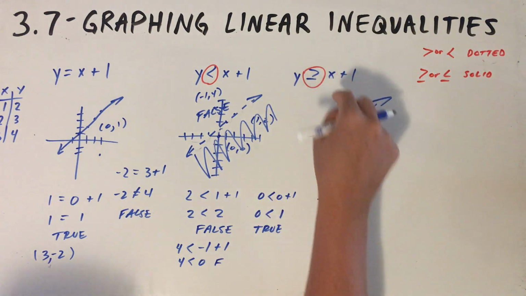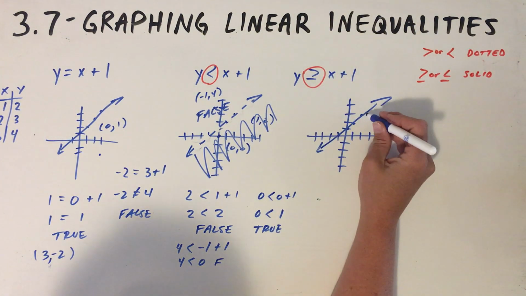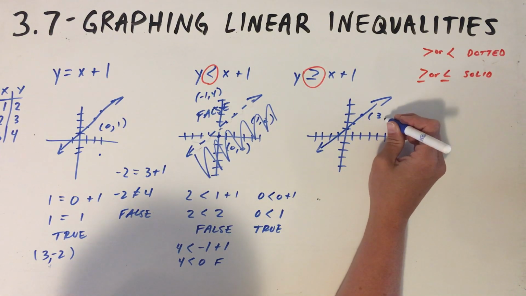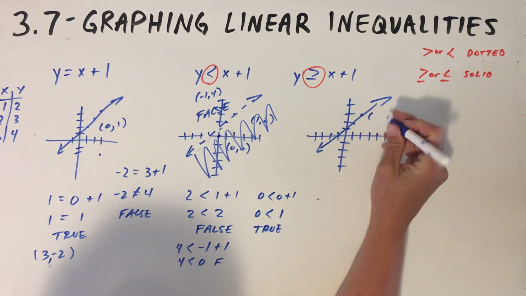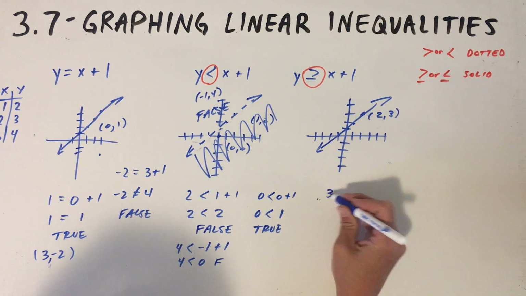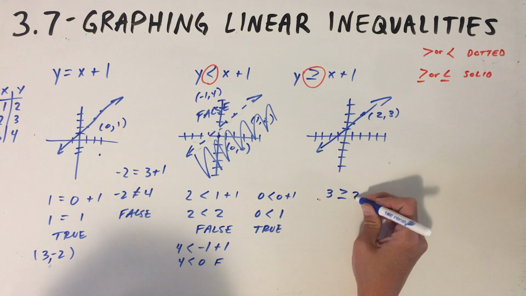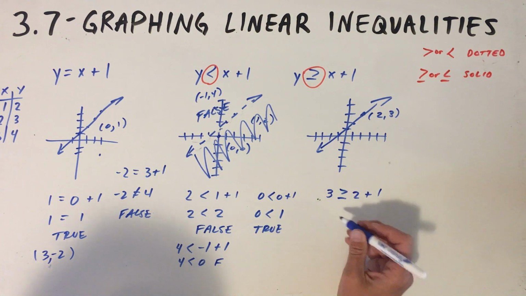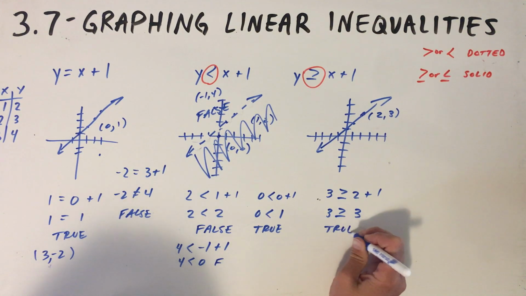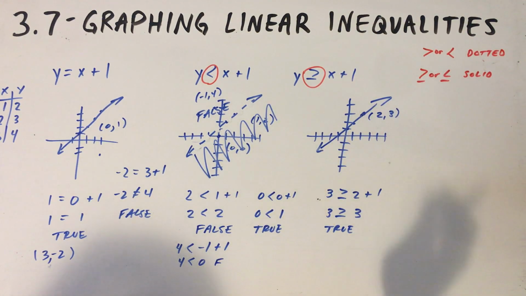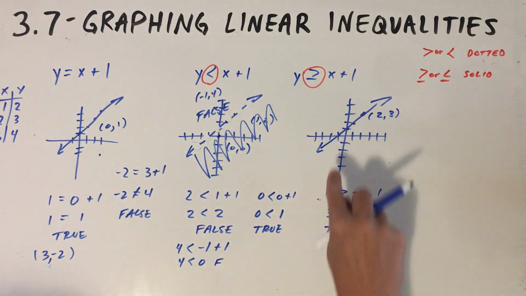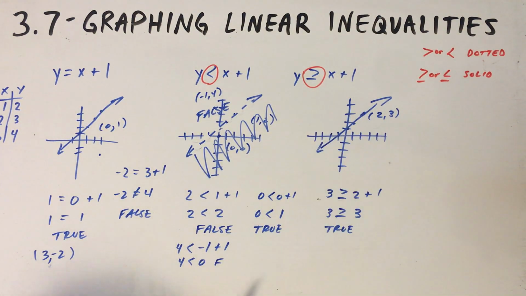But do points on the line make this statement true? Well, let's plug in this point right here. This is the point 3, oh sorry, the point 2, 3. Okay, that's on the line. So if I plug in 3 for y and 2 for x, then it says 3 is greater than or equal to 3. Well, that is true. So that means all the points on this line are true. So I'm going to leave this line solid to show that, hey, points on this line make this statement true.